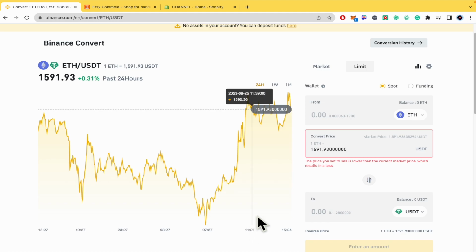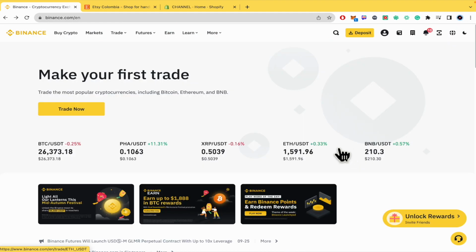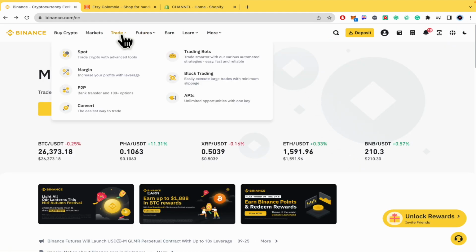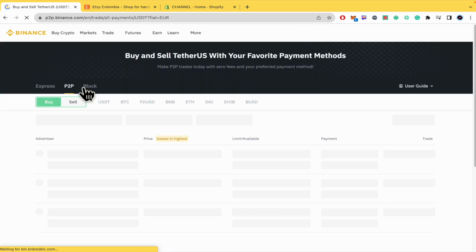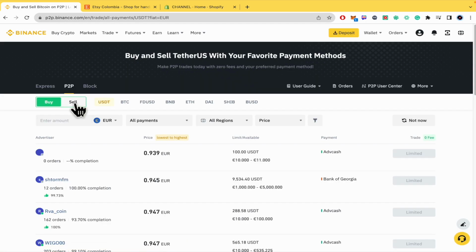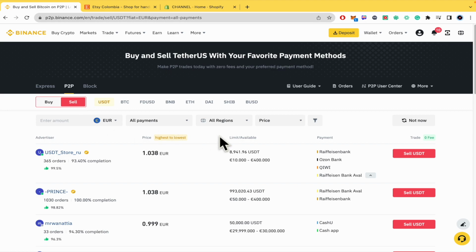Oh, sorry, I get into a tutorial. Now, once you have converted your tokens, you must go into trade again, into the P2P tool, and there we're gonna be interested in selling our USDT.